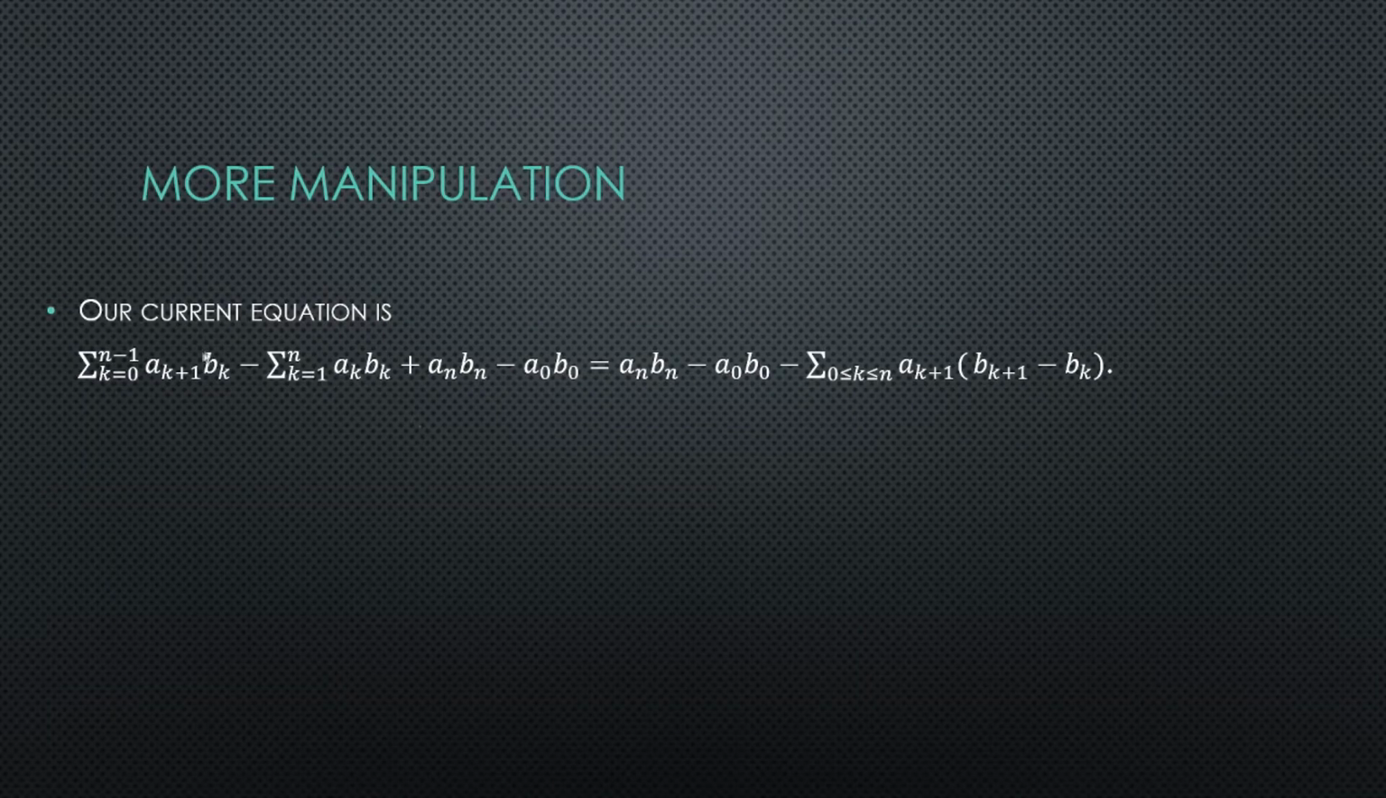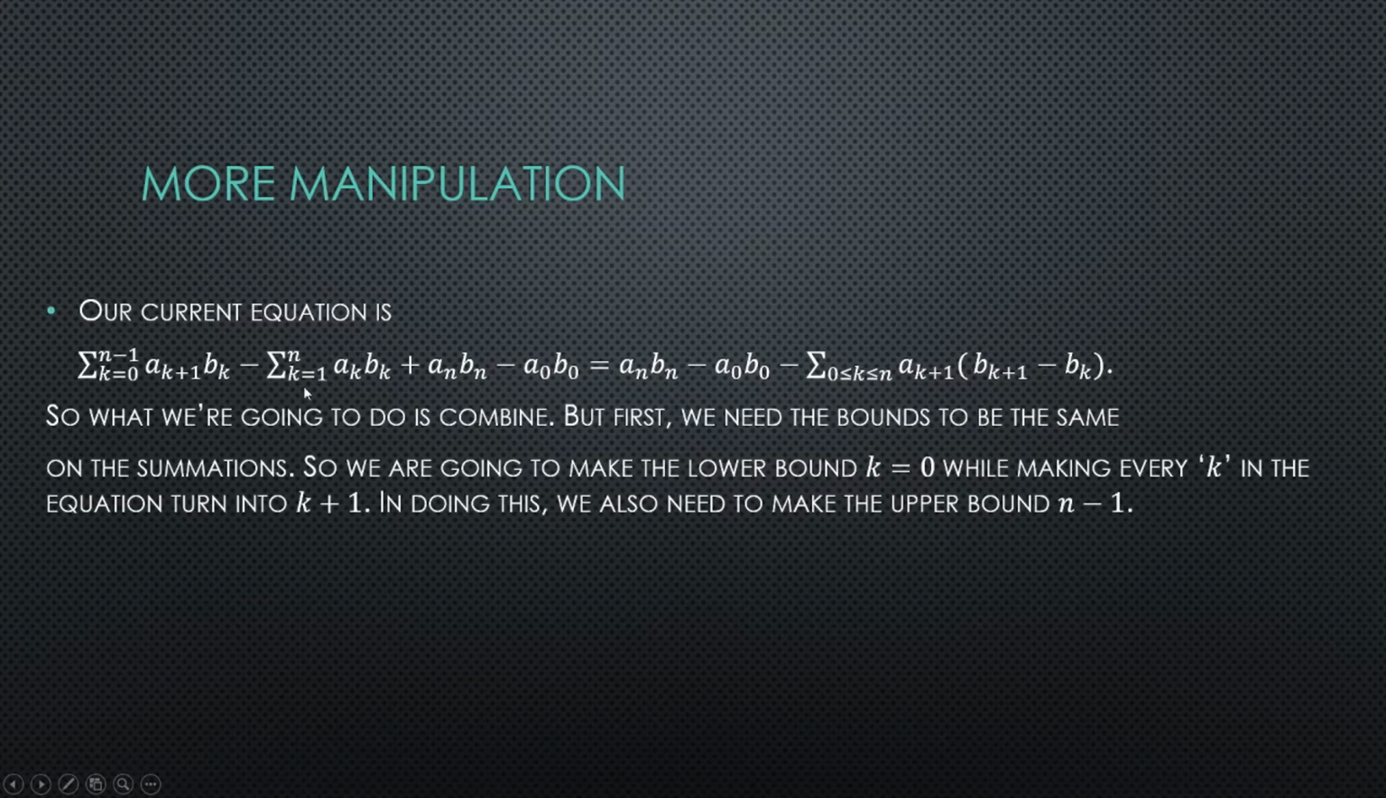So using the previous slide, our current equation is the summation of a sub k plus 1 times b sub k minus this long thing. So our next goal is to try to combine these summations. The way we're going to do that is by reducing this k equals 1 to a k equals 0. And when we do that, we need to make this a sub k times b sub k.